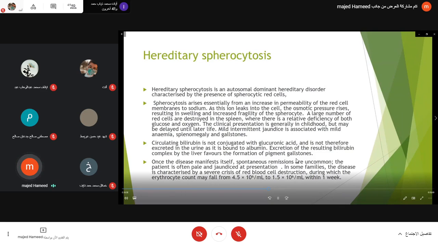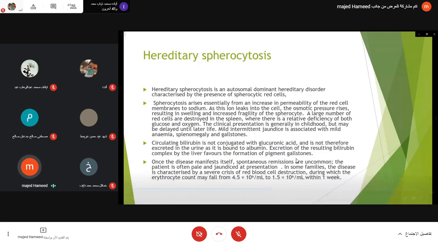Once the disease manifests itself, spontaneous remission is uncommon. The patient is often pale and jaundiced at presentation. In some families, this disease is characterized by a severe crisis of red blood cell destruction, during which the erythrocyte count may fall from 4 to 4.5 to 1.5 million per milliliter within 1 week.